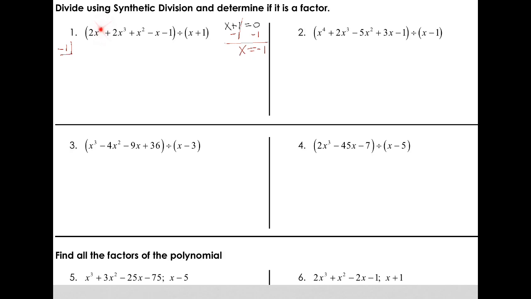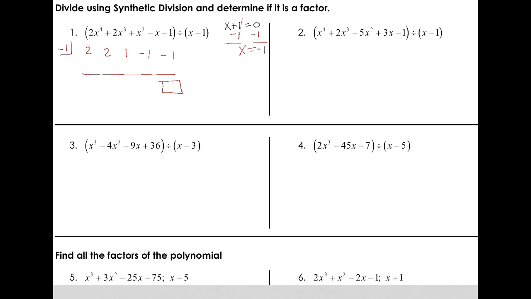Then you look at your exponents and see if it counts down perfectly. 4, 3, 2, 1, and then a constant. It does. And so we just write the coefficients down. 2, 2, a 1, a negative 1, and a negative 1. And then it's asking to determine if this is a factor. We know that's a factor if this equals 0 right here. If it doesn't, then no, it's not a factor.